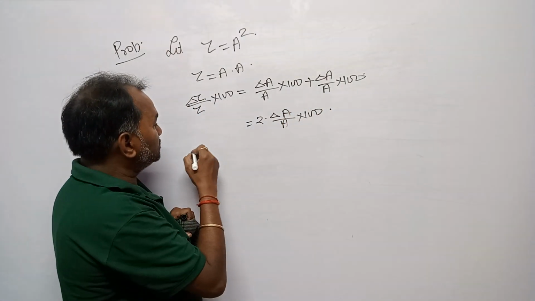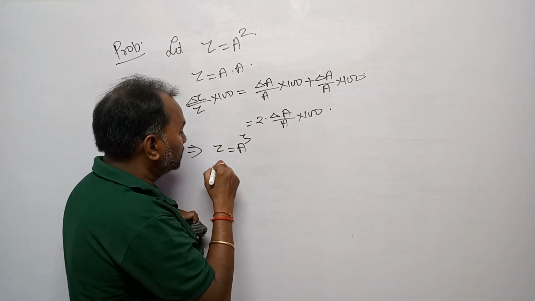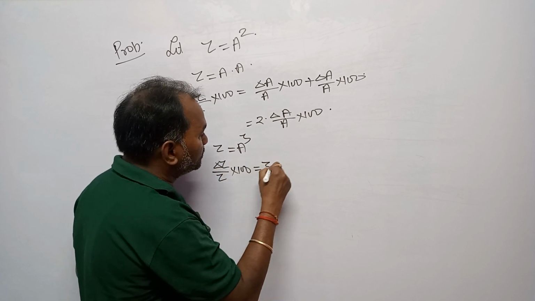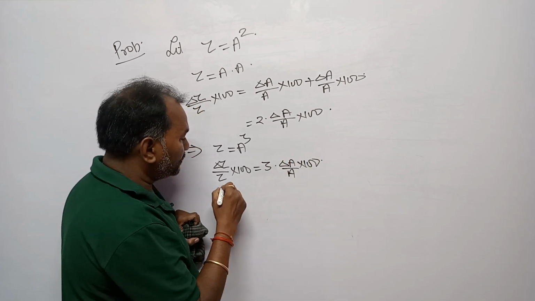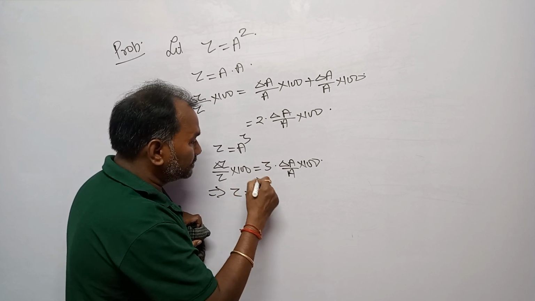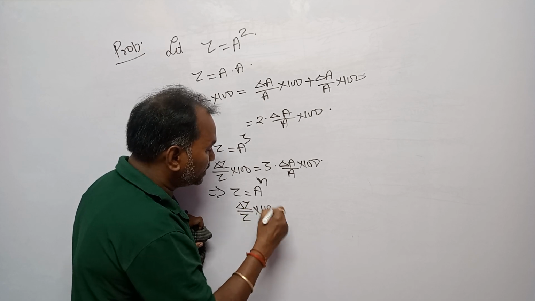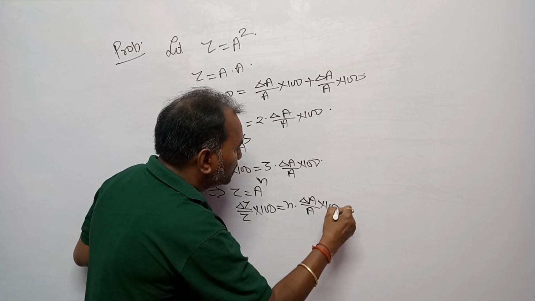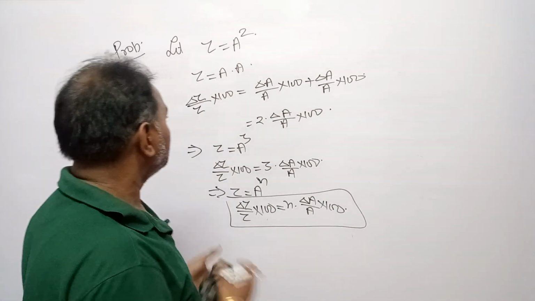If the formula is Z is equal to A to the power 3, then the percentage error will become delta Z upon Z into 100 is equal to 3 delta A upon A into 100. Again, if the formula is Z is equal to A to the power n, then simply your formula will become delta Z upon Z into 100 is equal to n into delta A upon A into 100. Dear students, in this way you can find out the value of Z.